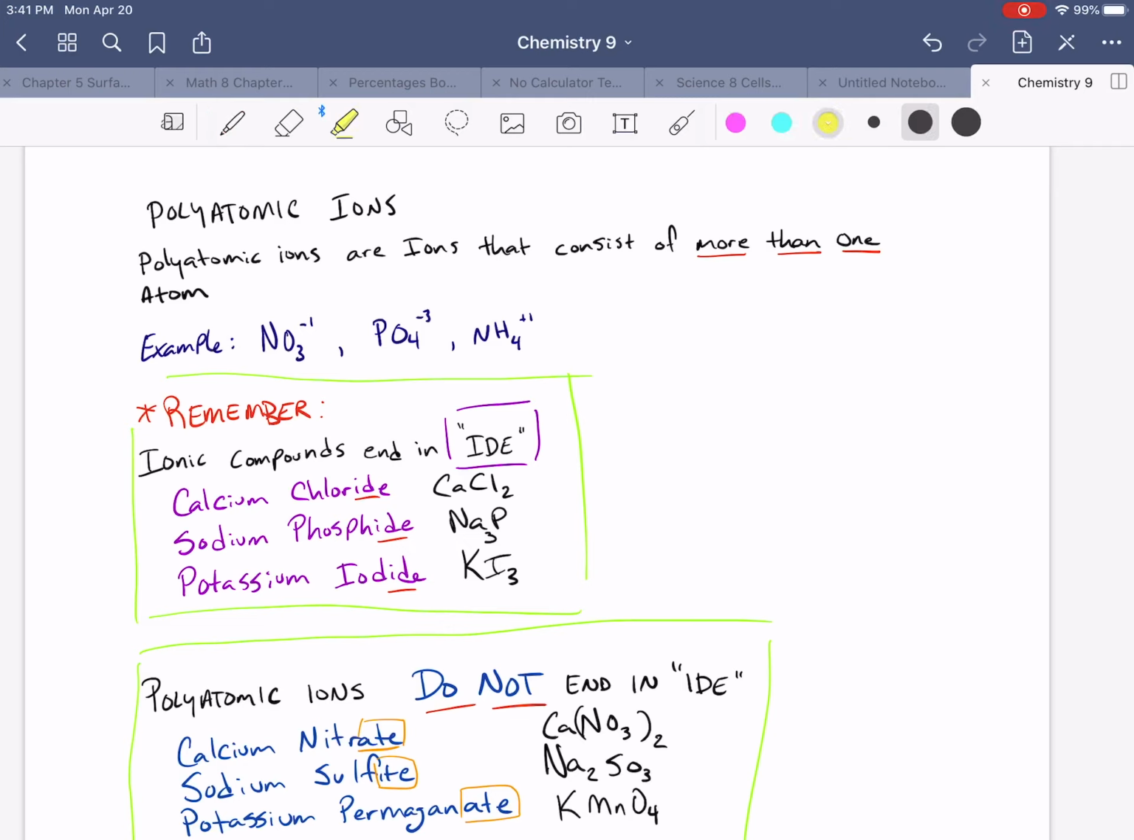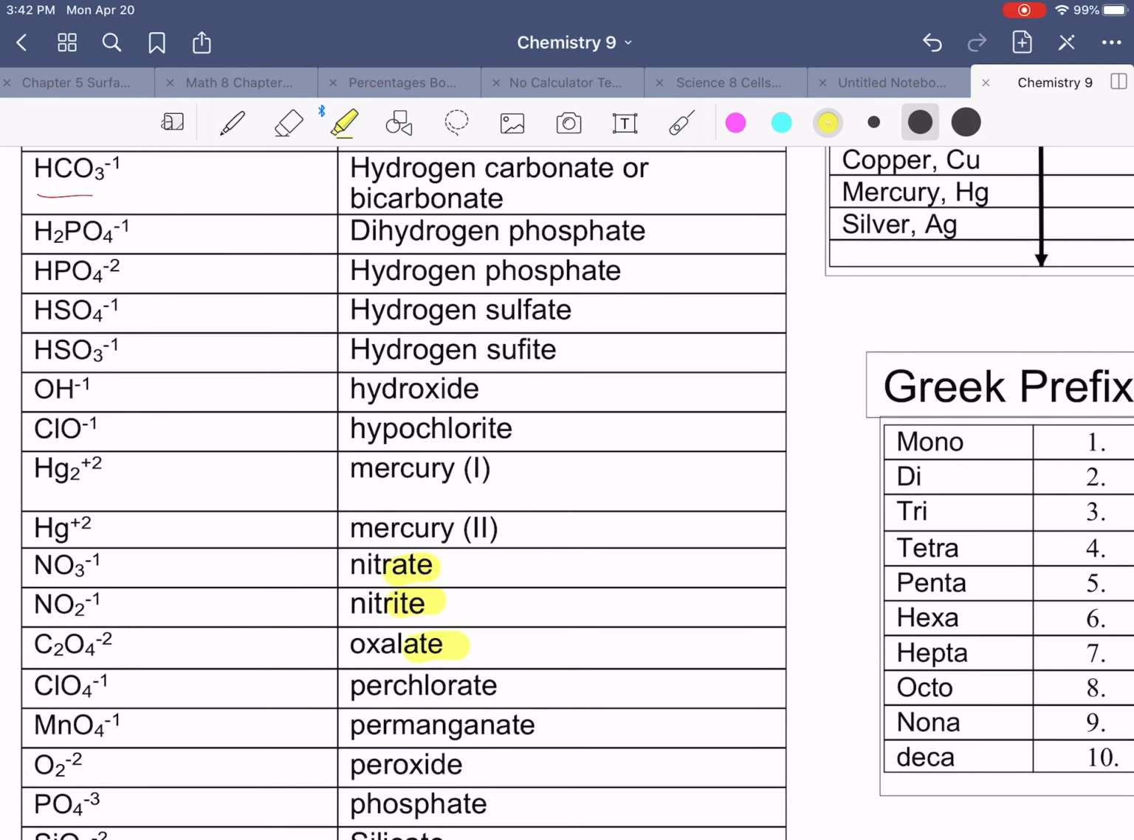Just remembering from last week, ionic compounds always end in "ide." Like calcium chloride, sodium phosphide, potassium iodide. That's what we did last week when we were looking at metals and nonmetals. Super easy. Well, this week is basically the same. The only difference is that the polyatomic ions in the table I gave you above do not end in "ide." All of these end in "ate" or "ite": chlorate, permanganate, and this one happens to be an "ide," but that's just because it's hydroxide. Phosphate, silicate, sulfite, and stuff like that.